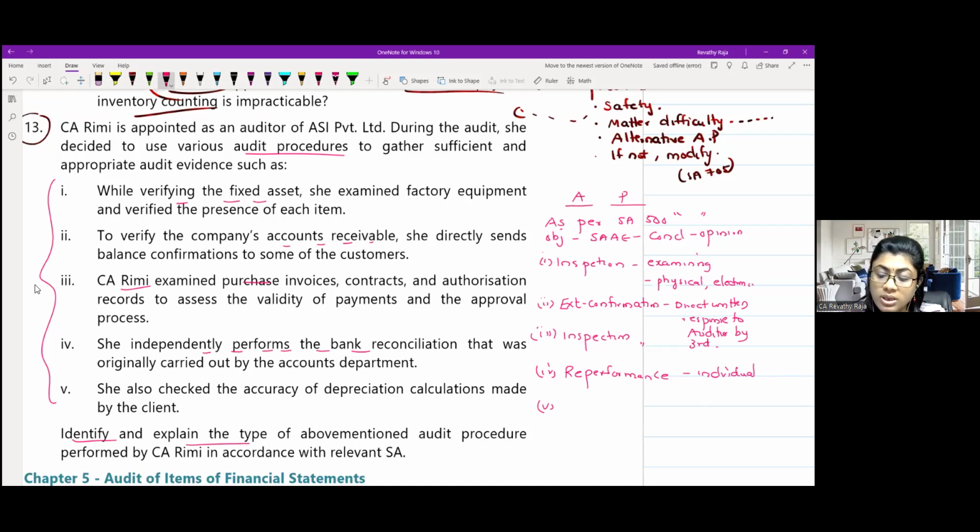Okay, can you read the last one? She checked the accuracy of depreciation. It is recalculation, meaning checking of arithmetical accuracy. And see in the presentation, you just wrote SA 500 once. But when you come to each, you're explaining in 1 or 2 sentences. That's enough.